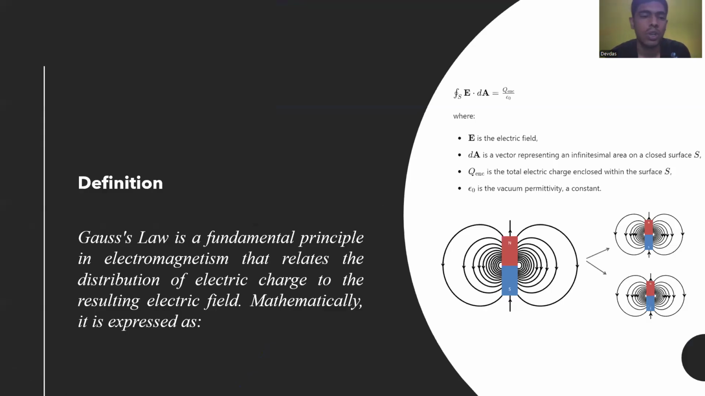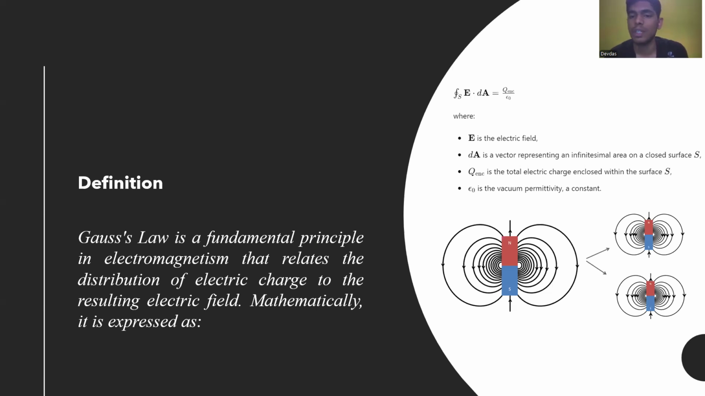So what's Gauss law? Gauss law is a fundamental principle in electromagnetism that relates the distribution of electric charges to the resulting electric field. Mathematically, it is expressed as the closed integral of E dot dA, which is equal to Q enclosed by epsilon naught. So the enclosed charge in the surface divided by the permittivity gives us the equation.